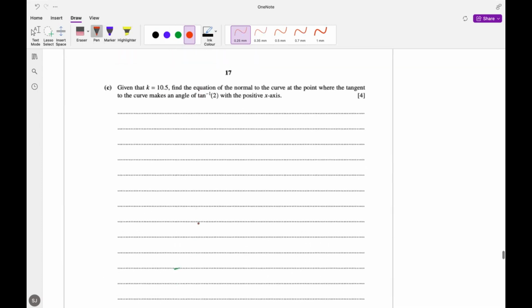In part C, it says that given that k is equal to 10.5, find the equation of the normal to the curve at the point where the tangent to the curve makes an angle of tan inverse of 2 with the positive x-axis. Now, in the first step, we have to understand that if we have a curve like this, and let's say this is the x and the y-axis, the tangent is making an angle of tan inverse of 2 with the x-axis. So this is the angle tan inverse of 2.